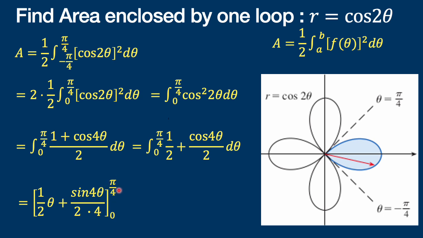When you plug in pi over 4 here, the first term is 1/2 times pi over 4. The second: 4 times pi over 4 is pi, and sine pi is 0. When you plug in theta equals 0, 1/2 times 0 is 0, and sine 0 is 0. So your answer is 1/2 times pi over 4, which is pi over 8. So one loop is pi over 8. To find the area of all 4 loops, you're going to multiply by 4.